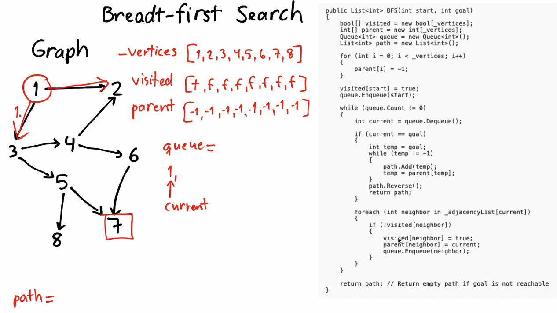we are going to do this loop. So what it does, it sets visited to true, it sets the parent for that neighbor to the current value, so it sets here that the parent for node 3 is 1, and at last it enqueues that neighbor, so we add number 3 to that queue.